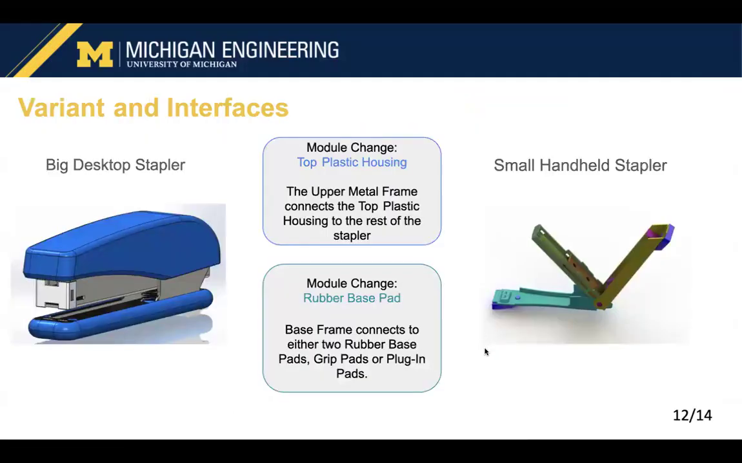The first module is the top plastic housing. The interface it deals with is the upper metal frame, which connects the top plastic housing to the rest of the stapler. The second interface is the base frame, which deals with the rubber base pad. It will deal with either grip pads or plug-in pads, depending on whether the stapler wants a full grip pad or a small little plug-in pad.